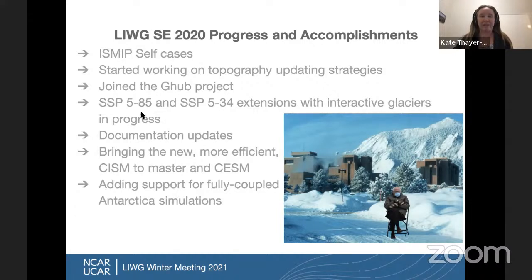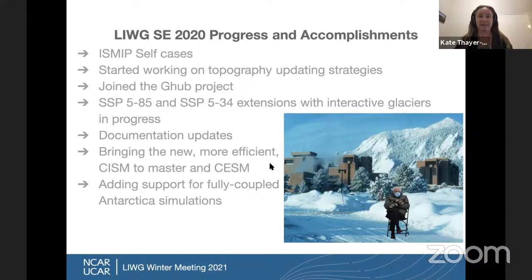The SSP 585 extension from the year 2100 to the year 2300 was a big project this year, and it is now actually running, albeit a little bit slowly because we probably need to update our PE layout to get a more efficient usage of the machine. And it's on year 2111 right now. So it's going. And the SSP 534 extension has a case set up, and I'm gathering the forcing files for that right now. And our hope is to have that started and running in parallel with the 585 in a week or two.